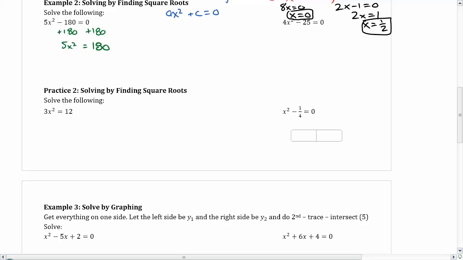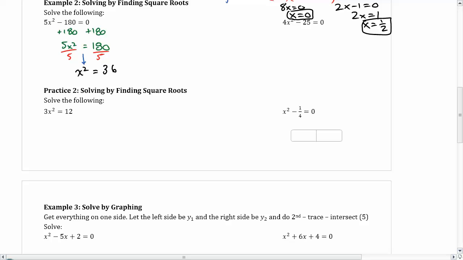Then, again, pretend it said 5x equals 180. Well, divide both sides by 5. And so you have x squared equals 36. Well, now we're stuck, because now we're to a new part. Again, addition, subtraction, multiplication, division, squaring, and square roots. Right now we have something that's been squared and we want to get rid of it. The way you get rid of it is by taking a square root.